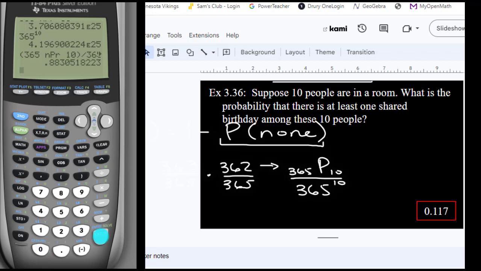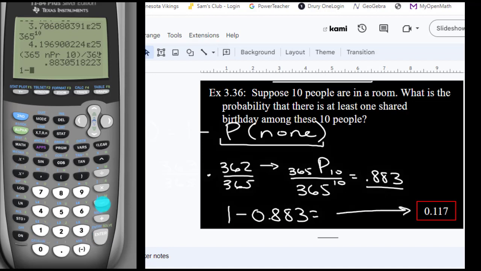And we get 0.883. So the probability here is 0.883, but we're not done. That's the probability that nobody has a matching birthday. So what we need to do to find out the probability of at least one is we're going to do 1 minus that 0.883. And when we do that, you can see my answer over here. I'm cheating a little bit, but 1 minus that answer is going to be 0.117 when we round that off.